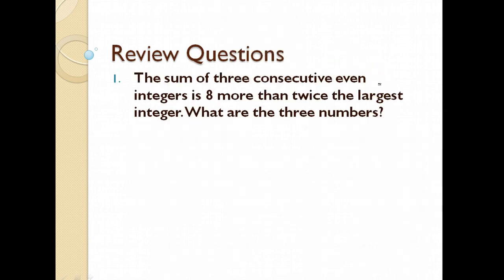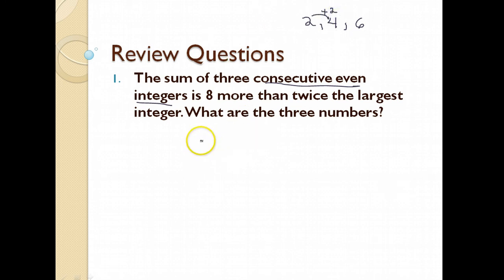The sum of 3 consecutive even integers is 8 more than twice the largest integer. What are the 3 integers? Let's talk about what it means to be consecutive even. So, first positive even integer is 2. To get the next one, 4, 6. So to go from one to the other, you're adding 2 to the previous one.